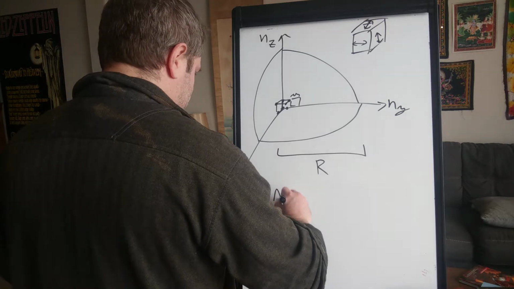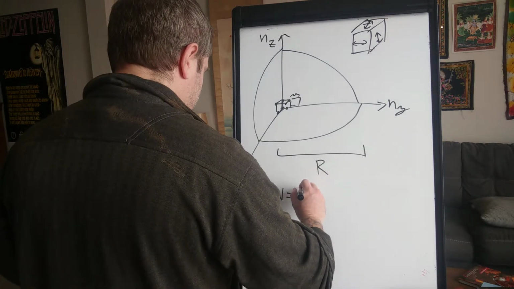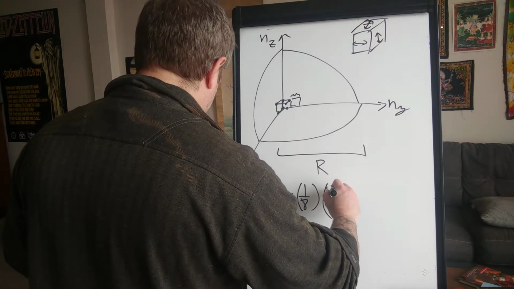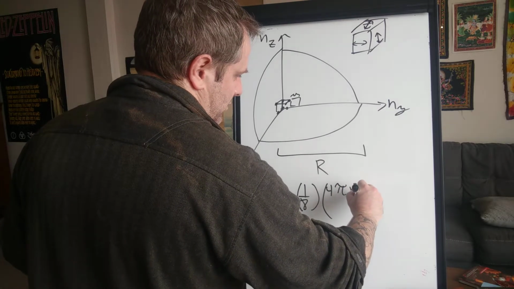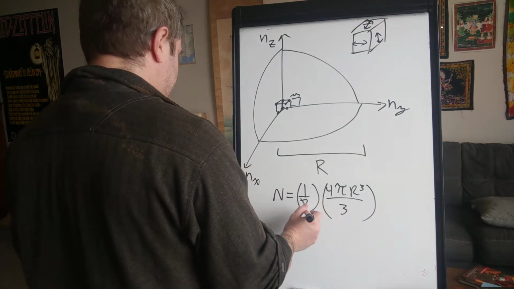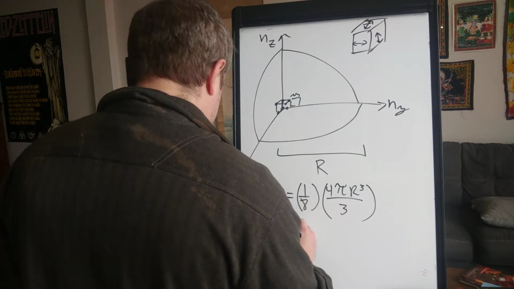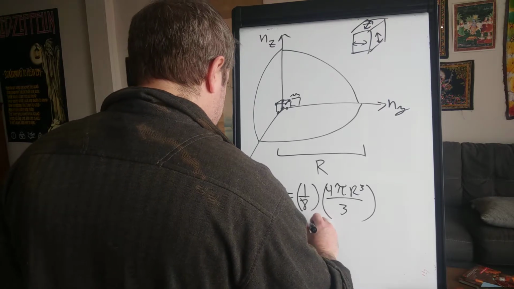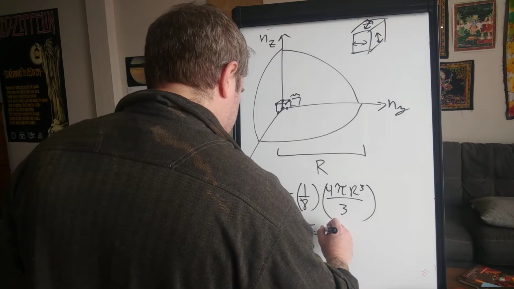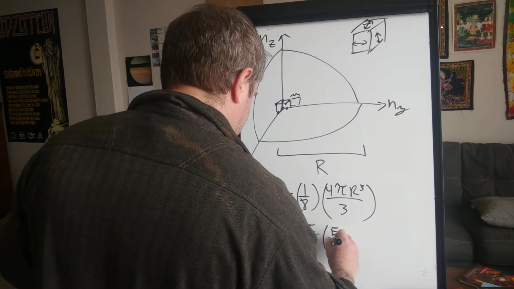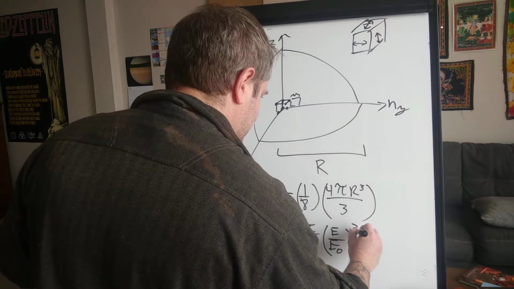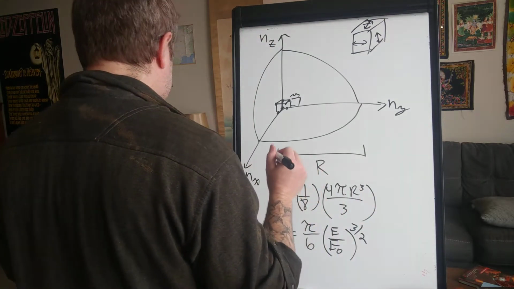we start off just calculating the volume times 1/8, and then for pi r cubed. So this volume is a sphere. This is 1/8 of it. And then the question is, how do we get to the next line? Pi over 6, E divided by E naught, to the 3 halves.